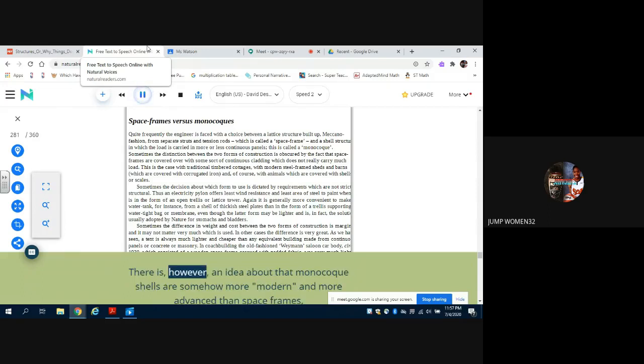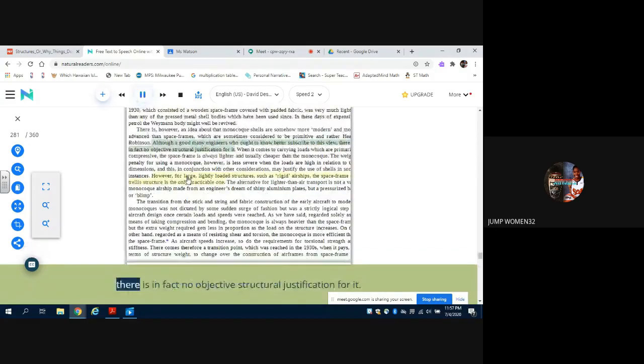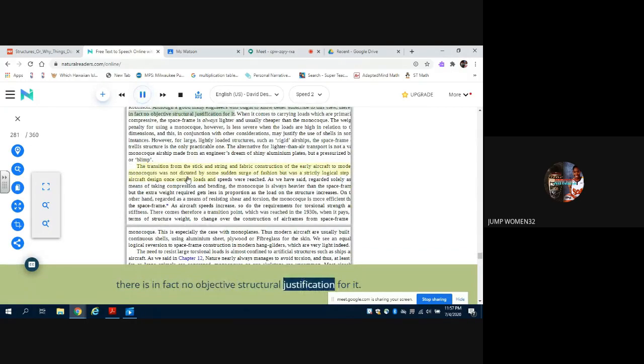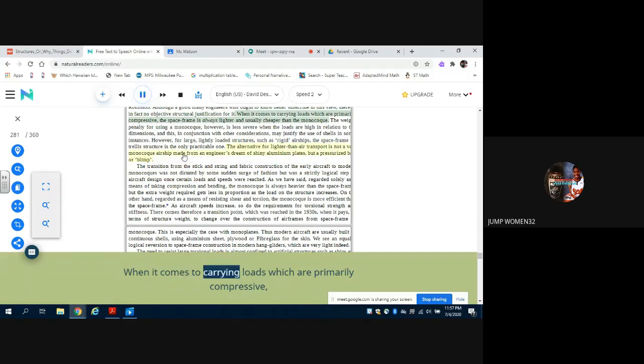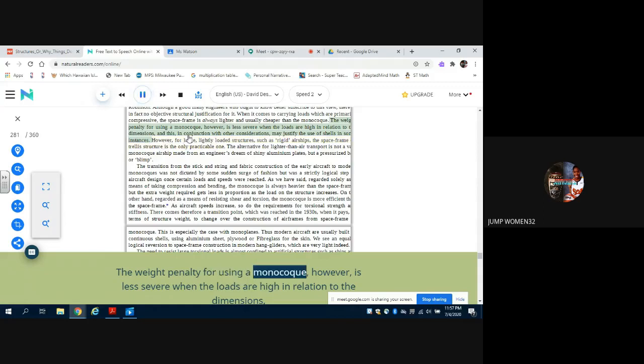There is, however, an idea about that monocoque shells are somehow more modern and more advanced than space frames, which are sometimes considered to be primitive and rather Heath Robinson. Although a good many engineers who ought to know better subscribe to this view, there is in fact no objective structural justification for it. When it comes to carrying loads which are primarily compressive, the space frame is always lighter and usually cheaper than the monocoque. The weight penalty for using a monocoque, however, is less severe when the loads are high in relation to the dimensions, and this, in conjunction with other considerations, may justify the use of shells in some instances.